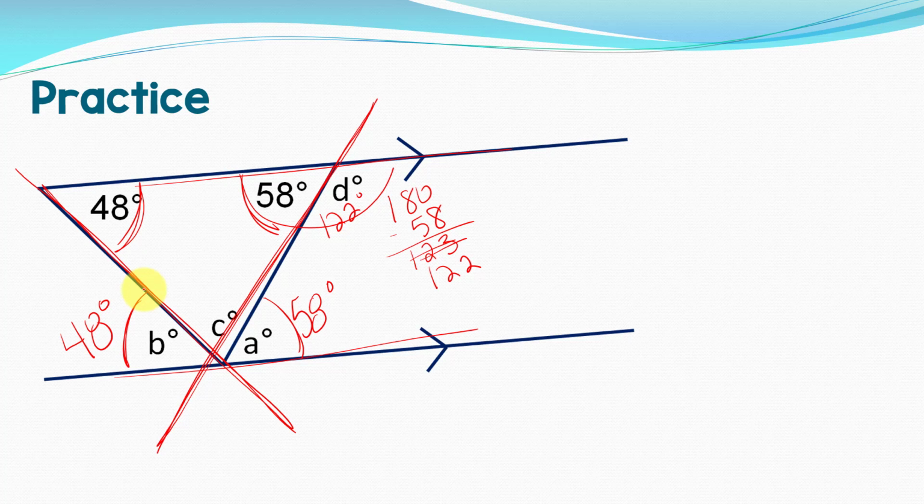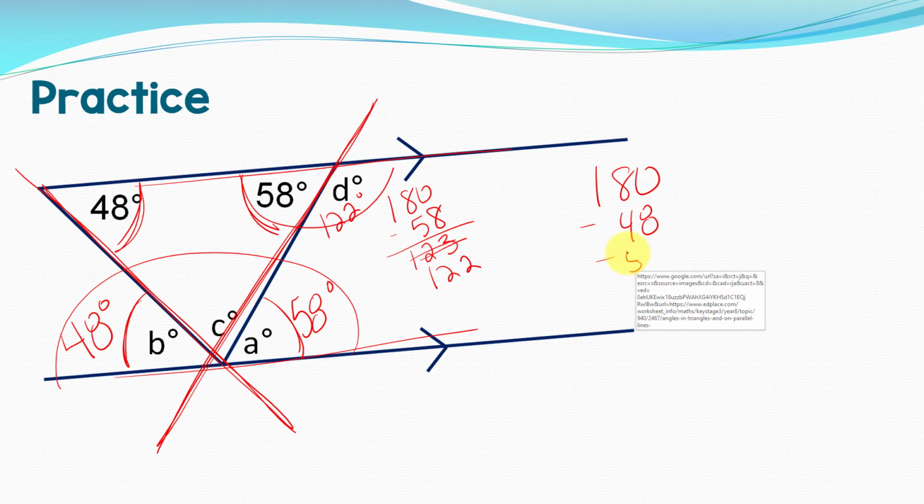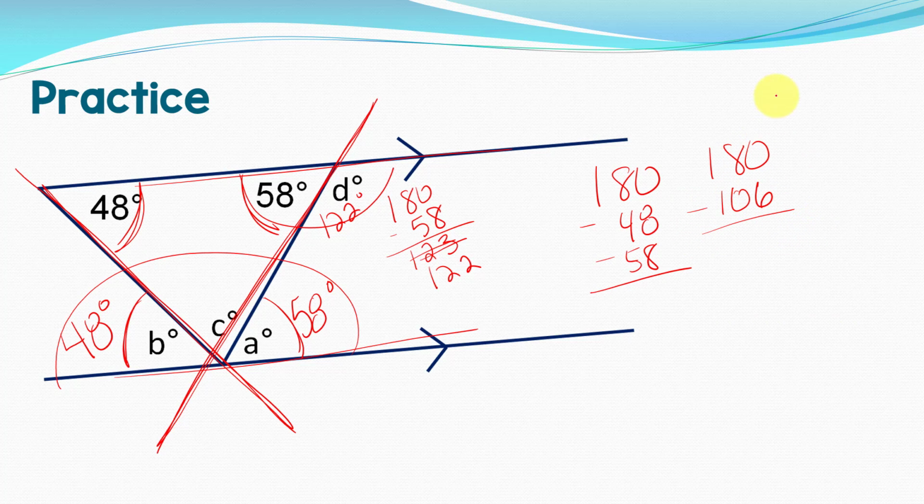And for the last one, it would be part of this linear pair, which needs to equal 180. So I'm going to have 180 minus 48 and minus 58. Let me just combine that. I've got 90, 16, that's 106. And that would be 74. So angle C would be 74 degrees.